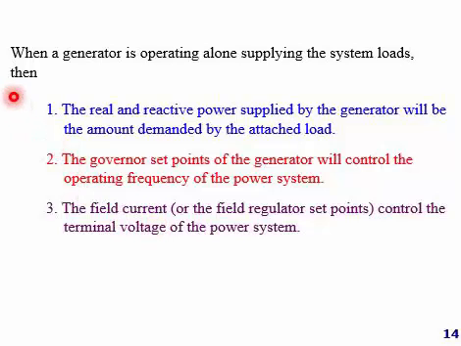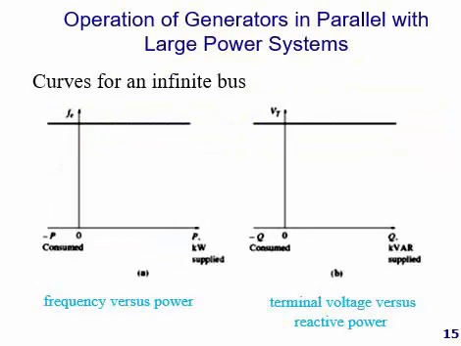So we conclude that when a generator is operating alone, supplying the system loads, the real and reactive power supplied by the generator will be the amount demanded by the attached load. And second, the governor set points of the generator will control the operating frequency of the system. Similarly, the field current controls the terminal voltage of the power system.